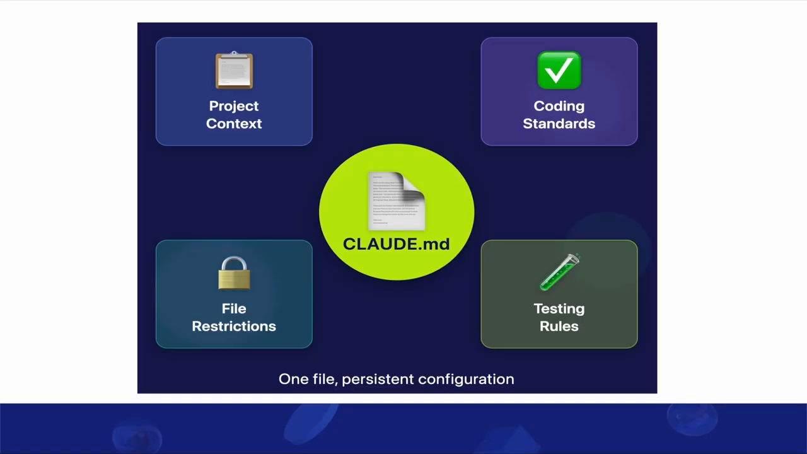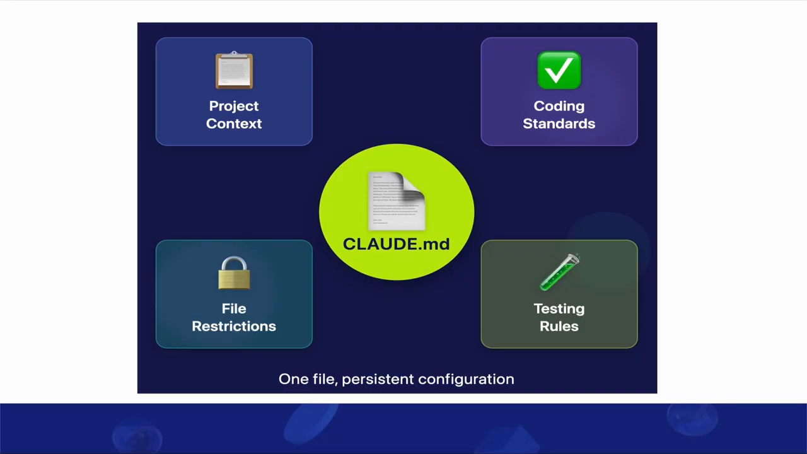So what goes in a Cloud.md file? Four main categories. First, project context. This is a brief overview of what your project does, what language and frameworks you're using, and any important architectural decisions. This helps Cloud Code understand the big picture. Second, coding standards. These are your team's conventions. Things like documentation requirements, error handling patterns, naming conventions, and code style preferences.